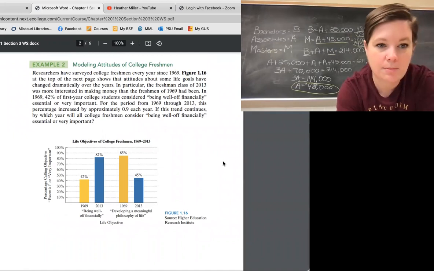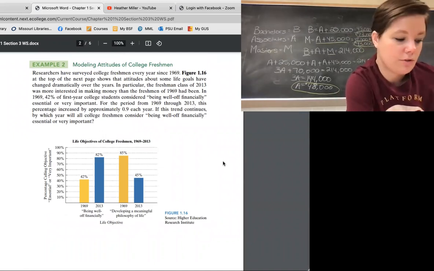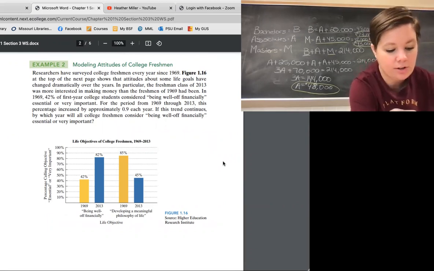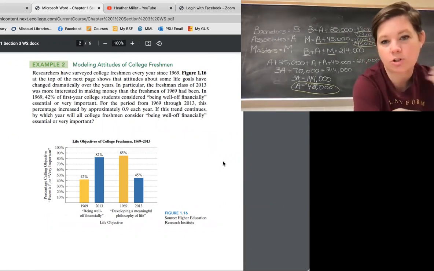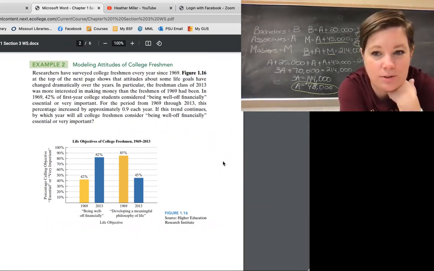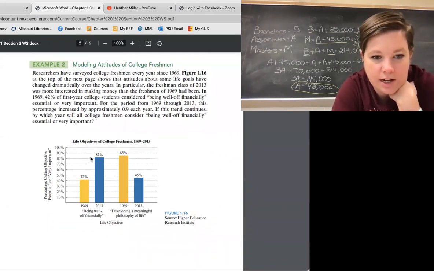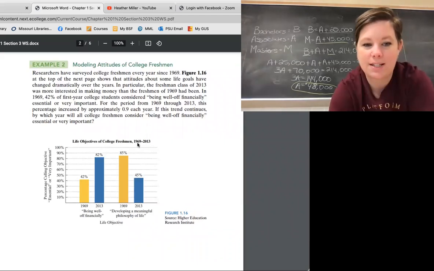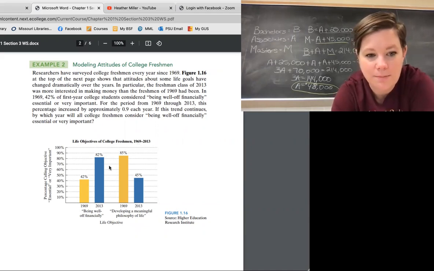The next problem is called Modeling Attitudes of College Freshmen. So this one's a little bit wordier, but it's not too much harder mathematically. You just have to understand what it's asking for. And it gives you a nice table. In this table, if we just look at the table before we read the problem, it says life objectives of college freshmen from 1963 to 2013.